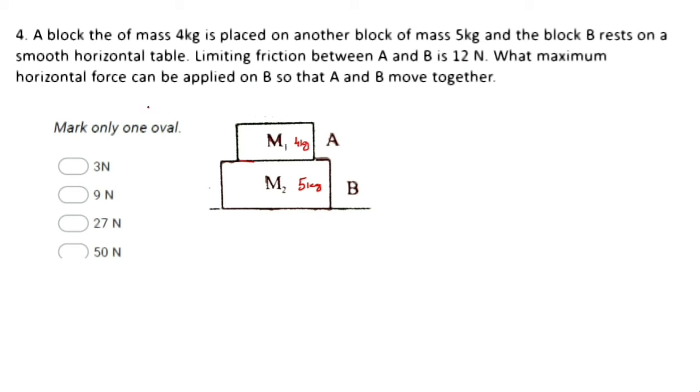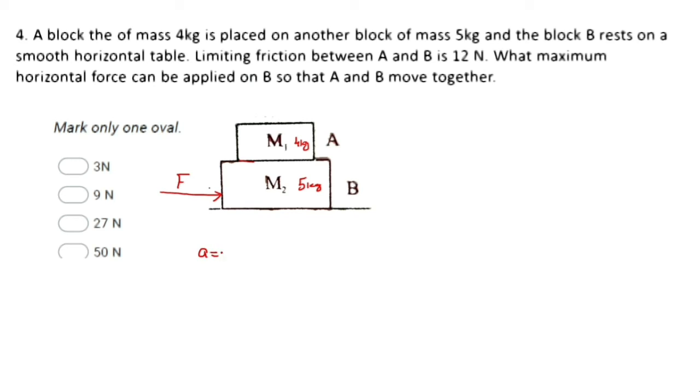What maximum horizontal force can be applied on B? That means we are going to apply a force on B, say it as F here. How much can be given? The maximum horizontal force that can be applied on B so that A and B move together. Okay, both the bodies A and B move together.